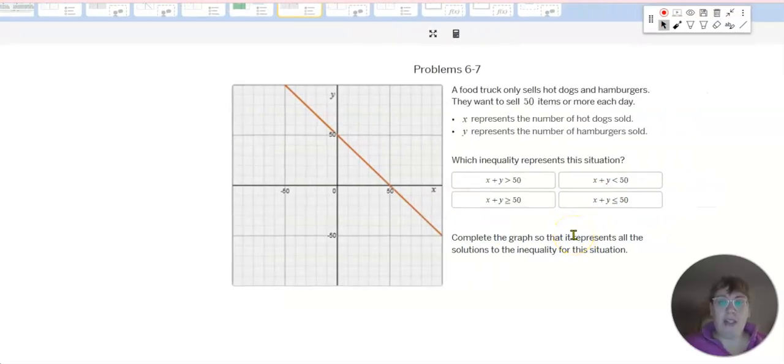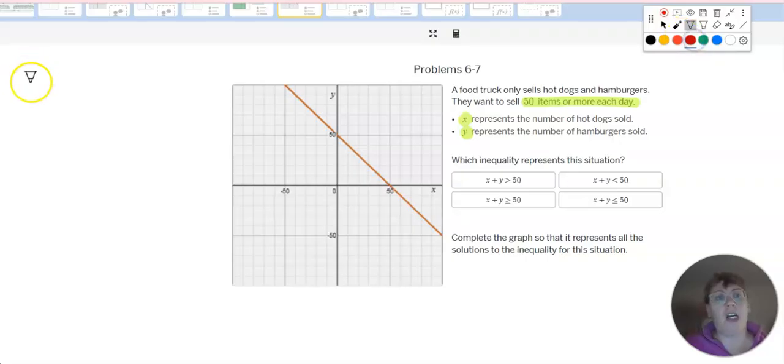A food truck only sells hot dogs and hamburgers. They want to sell 50 items or more. So this is important for our inequality. 50 items or more each day. X is the number of hot dogs sold. Y is hamburgers. Which inequality represents the situation?